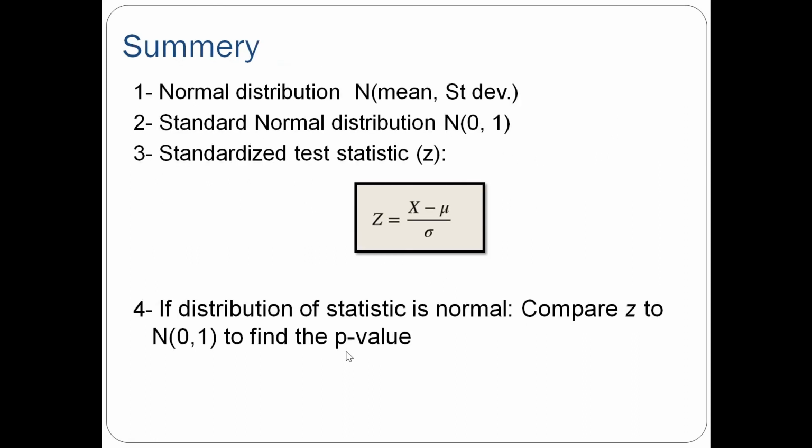So in summary for this section, you need to remember what the normal distribution is, how to write it down using the mean and the standard deviation. You need to know what the standard normal distribution is and how to write it down. You need to know the standardized test statistic, the Z. This is its formula. And finally, this is the main goal of this section: if the distribution of the statistic is normal, we can find the Z and use the standard normal distribution to find the p-value. And that's it for 5.1.